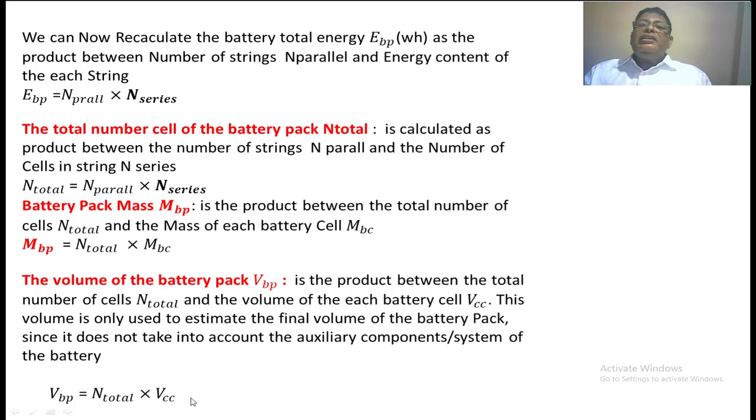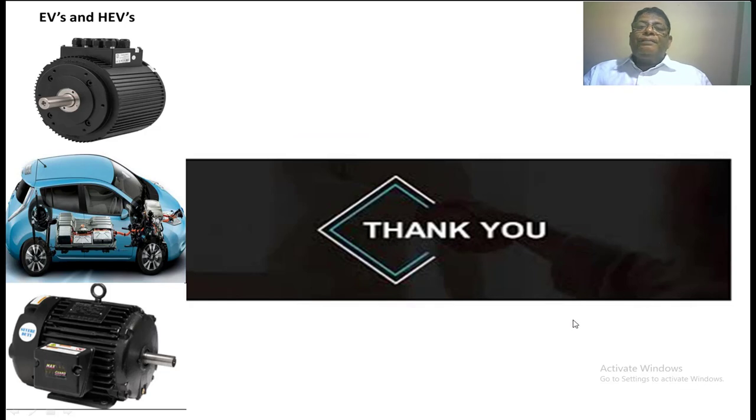Now we know the total mass of the battery pack as well as the total volume of the battery. Now we can easily find out the specific energy per unit volume as well as the specific energy per unit weight. So based upon all these values, we are going to decide what battery pack we have to use in an electric vehicle for getting the specific drive range.